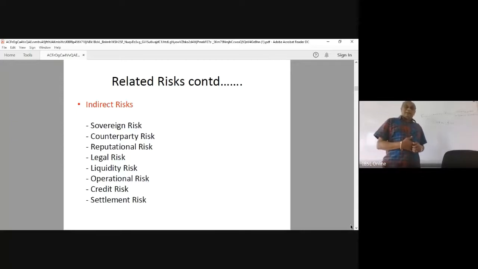Right? Credit risk. Operational risk is where you make the blunders. Then credit risk and settlement risk. Right?